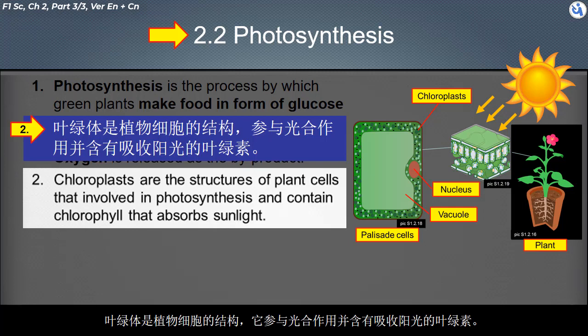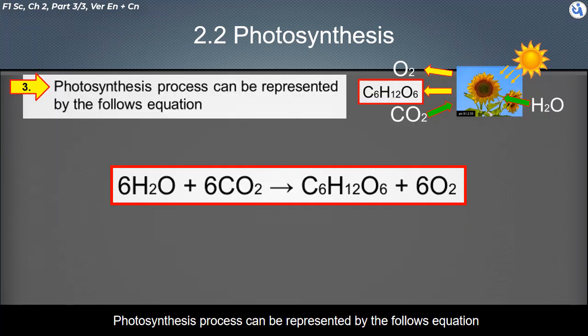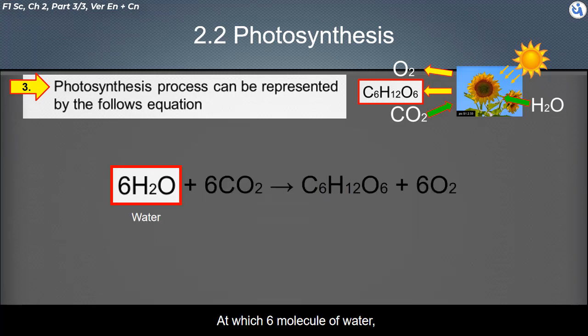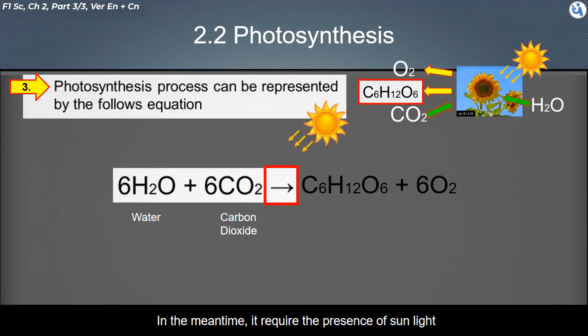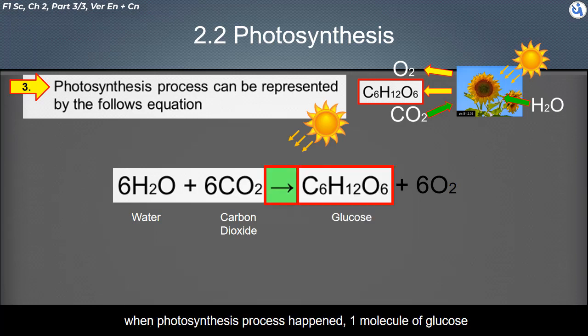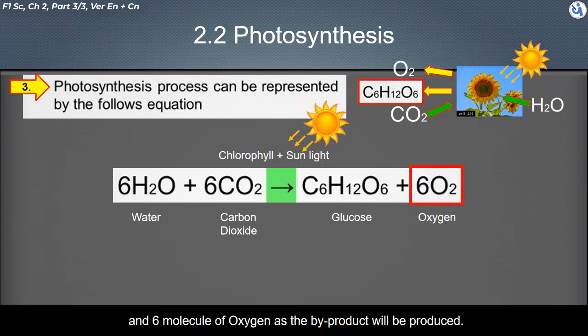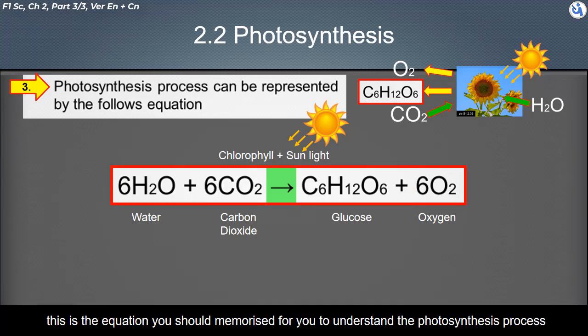The photosynthesis process can be represented by the following equation, in which 6 molecules of water require 6 molecules of carbon dioxide for the reaction. In the meantime, it requires the presence of sunlight and chlorophyll. When photosynthesis happens, 1 molecule of glucose and 6 molecules of oxygen as the byproduct will be produced. This is the equation that you should memorize to understand the photosynthesis process.